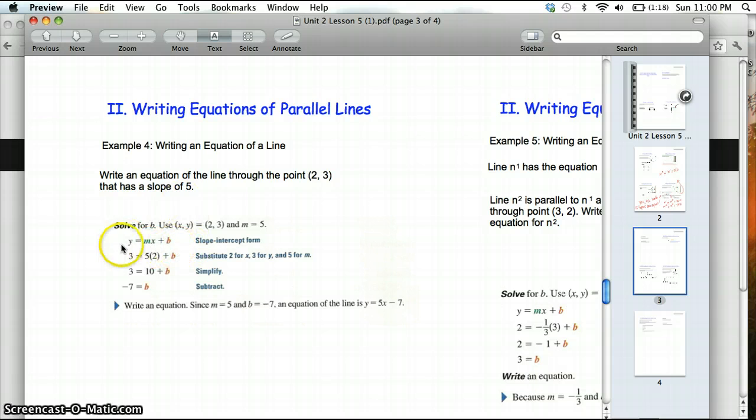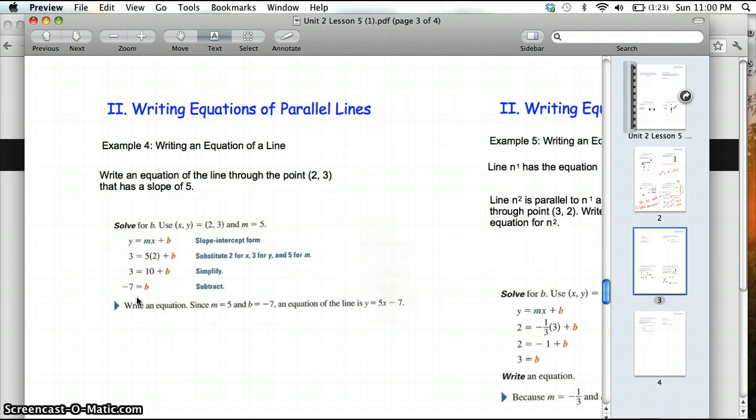So let's write out our slope-intercept form. Our slope-intercept form is y equals mx plus b. Now we know our x and y because x is 2 and y is 3. So let's just go ahead and plug in. So 3 for y equals, we know our slope, which is 5, so 5 times x, which is 2, plus b. So 3 equals 10 plus b. So we're going to subtract 10 from both sides, and 3 minus 10 is a negative 7. So our b is a negative 7.